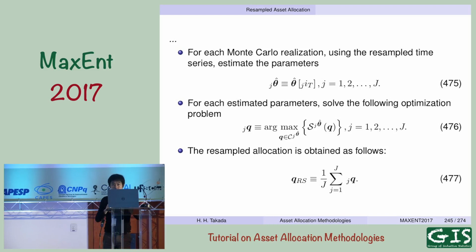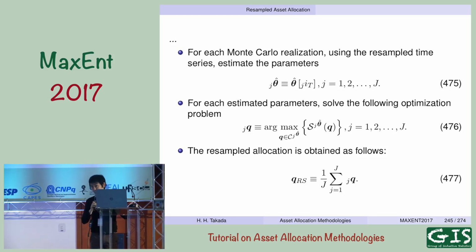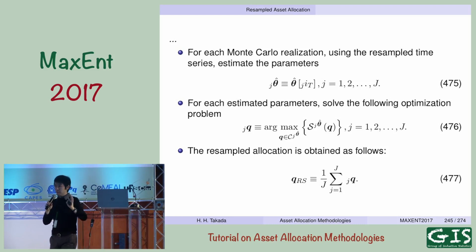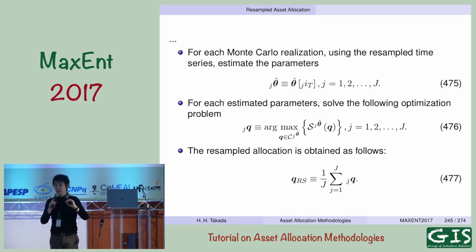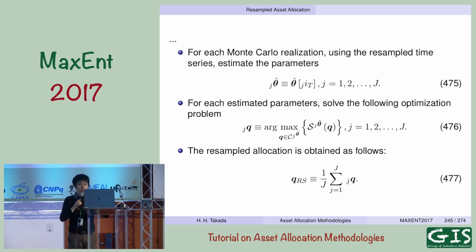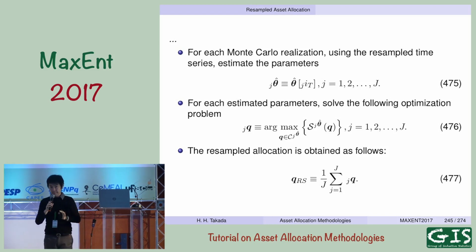And then for each one, we solve an optimization problem. So it's a very simple procedure. First, you have a model for the market, and then you generate sequences using Monte Carlo simulation. For each sequence, you estimate the model parameters, and for the parameters there you just solve the optimization problem. And solving that, you have several solutions. And now, with the several solutions, you just average the solutions and get the final one.